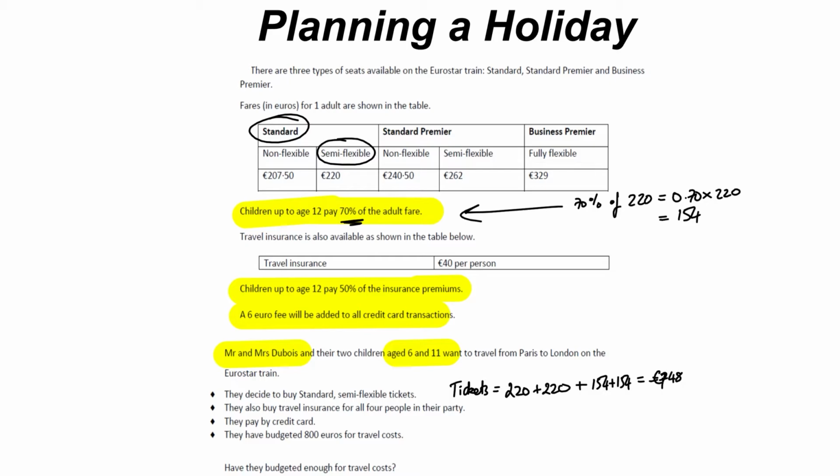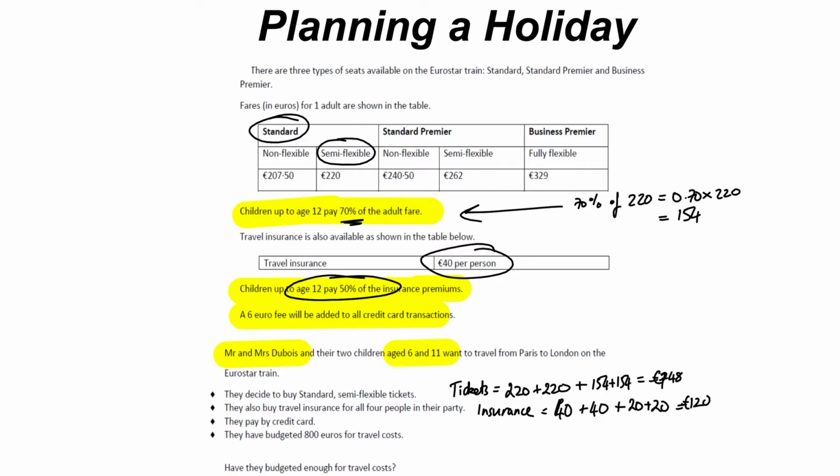They also want to buy travel insurance for all 4 people in the party. So travel insurance is €40 per person, but up to the age of 12 pay 50%. Okay, so we've got 40 for the insurance. We've got 40 for the adults each, and half of that, which you can probably do quite quickly in your head, 20 for each child. So that's €120.